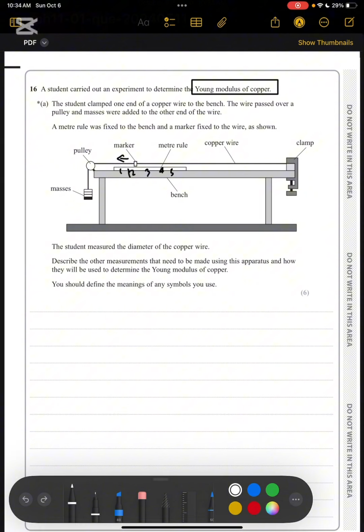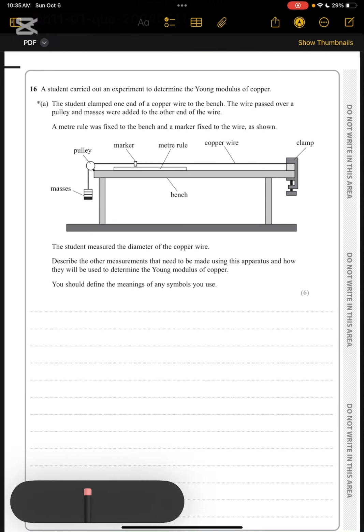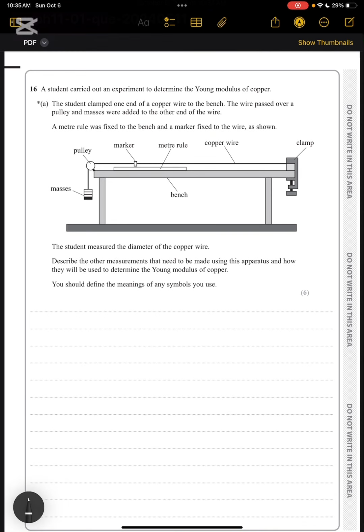Okay, so these are all the things. Moving forward, we can say they have said the student measured the diameter of the copper wire. The diameter has been measured. Now the question is, describe other experiments that need to be made using this apparatus and how they will use them to determine the Young modulus of copper.